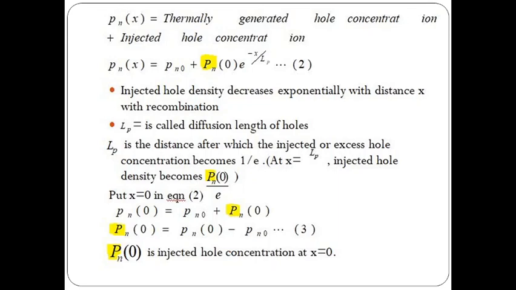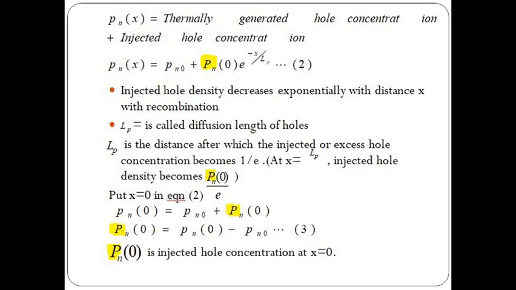Clear? You may not find the difference between small p and capital P in this PPT, so I am highlighting with yellow color. The injected hole concentration, capital P, is highlighted with yellow color, and the thermally generated hole concentration, small p, I am not highlighting; it is represented with normal p only.